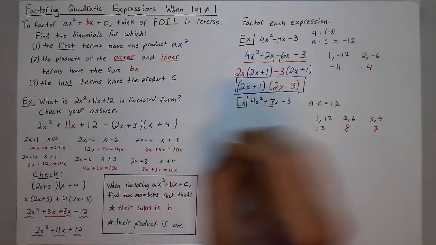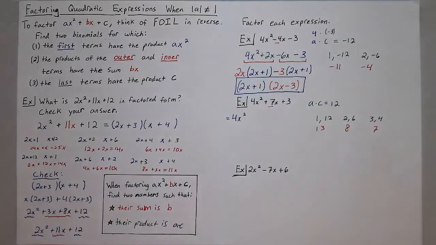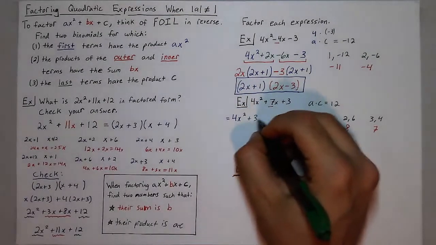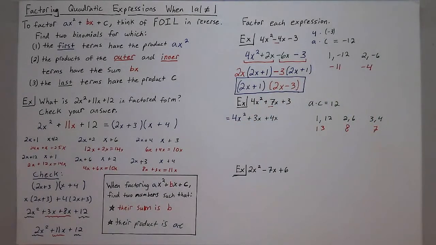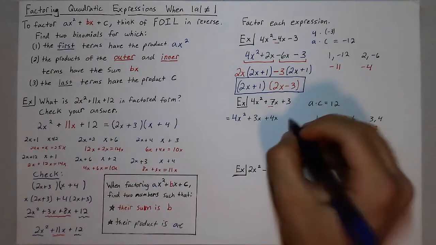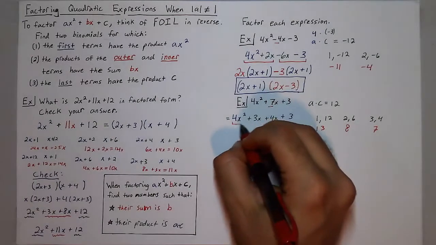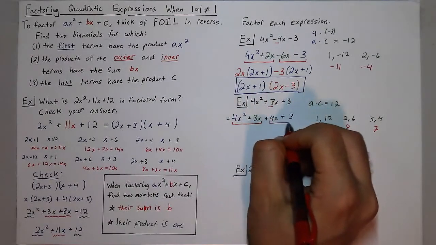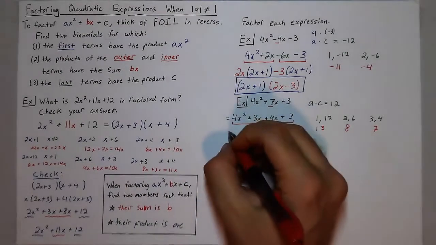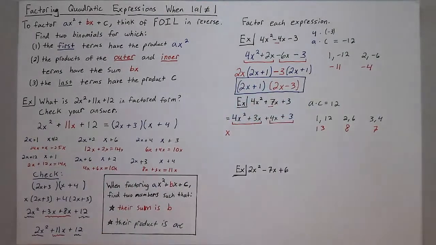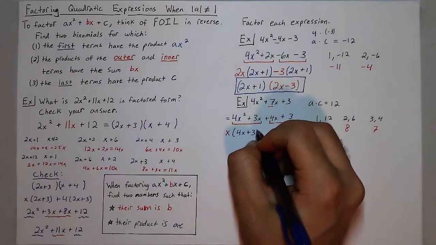So I'll have 4x squared plus 3x plus 4x, with that 3 and 4 I'm using there, and then plus 3. And now I'll do the same thing I did in the previous problem. I'll group my first two terms together and my last two terms together. Now the first group has an x in common. That's its greatest common factor. And when I factor that out, I'll be left with 4x plus 3.